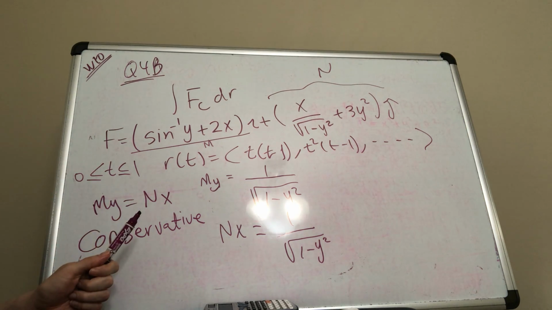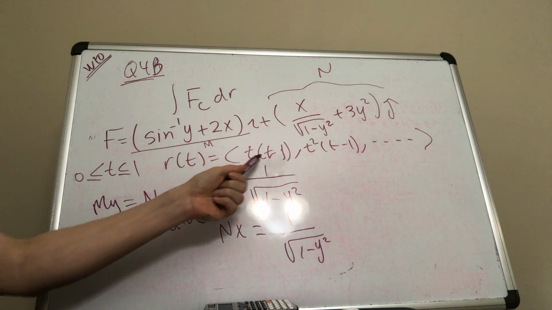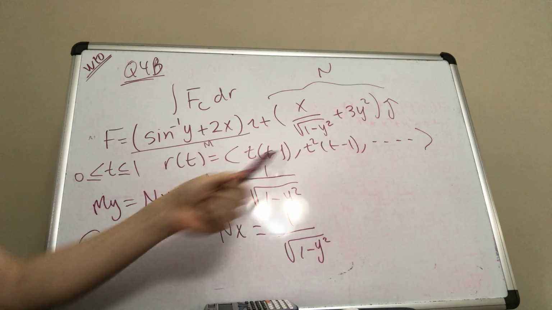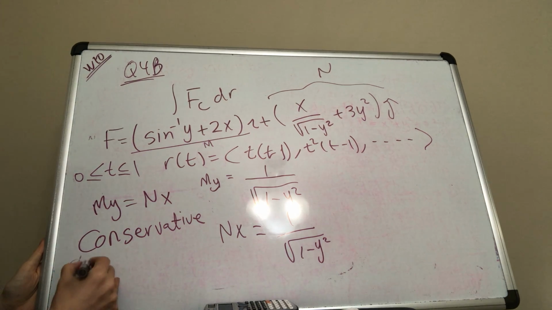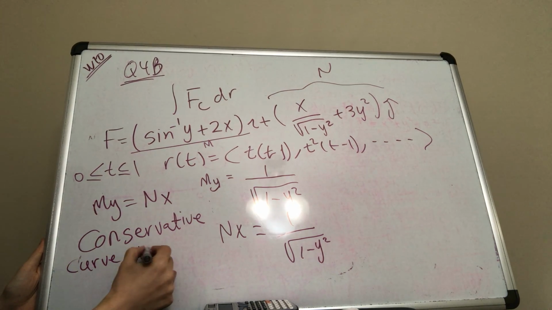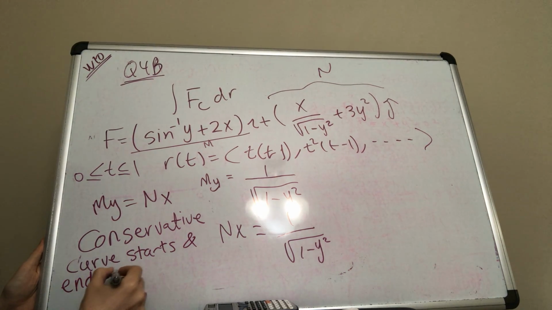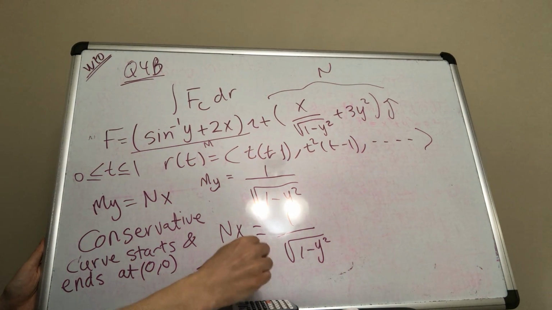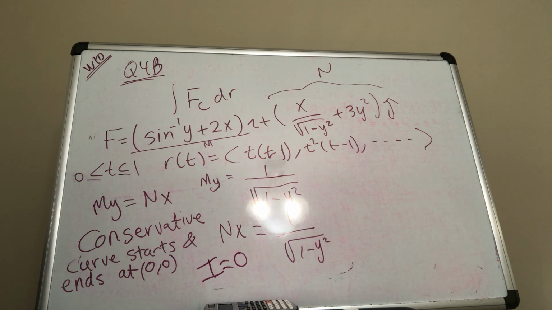And you're also going to notice that if you plug in 0, it gives you 0, and if you plug in 1, it gives you 0. So the curve starts and ends at 0, 0. So the integral equals 0 in this case. Since it's conservative and starts and ends at 0, the answer is 0.